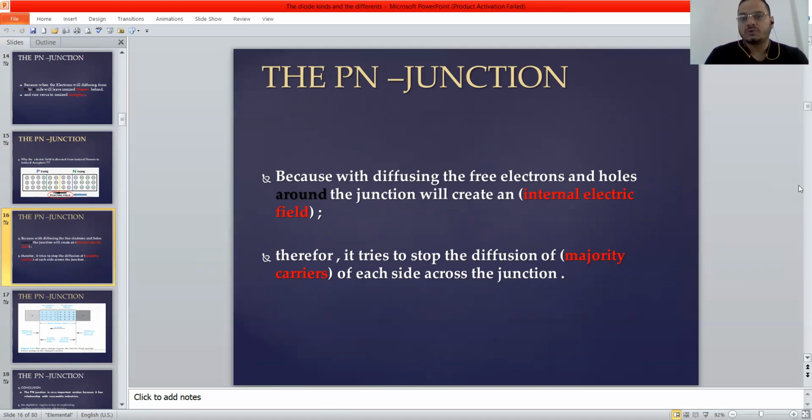What can this internal electric field do? The internal electric field tries to stop the diffusion of majority carriers on each side, because the electric field will be from n to p instead of p to n. The main reason to answer this question is the internal electric field in this region.